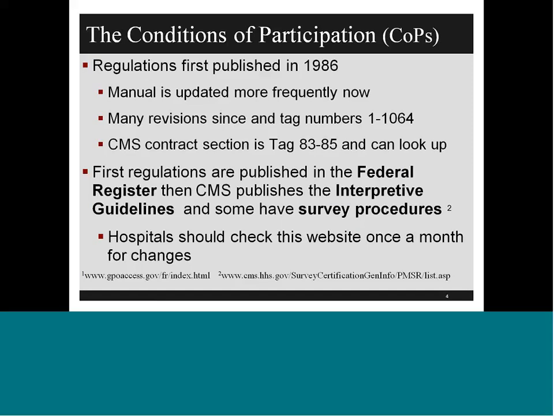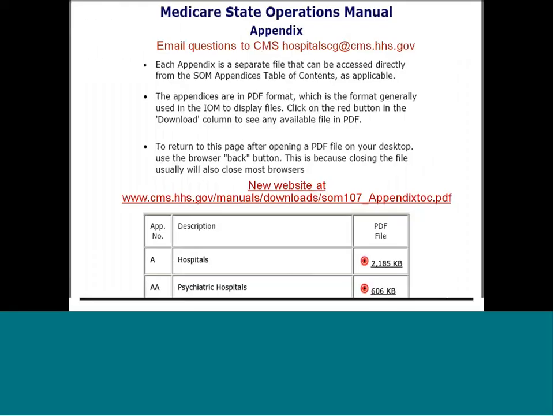And how they end up getting into the COP is, step 1, they publish them in the Federal Register, and then when they're final, CMS comes along and adds interpretive guidelines, and some of them, not all of them, have a survey procedure. So today we're going to talk first about Appendix A.